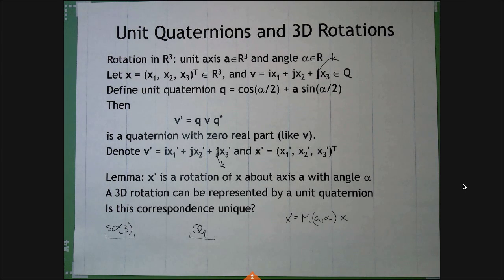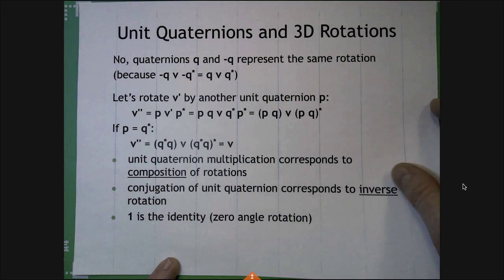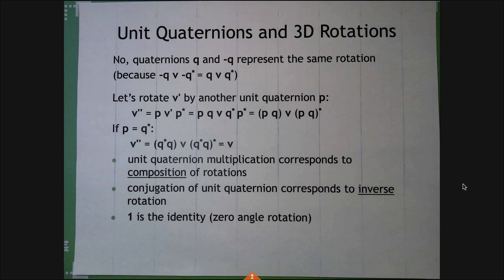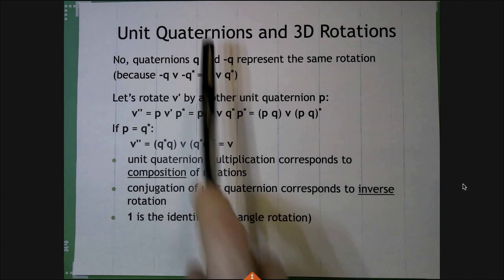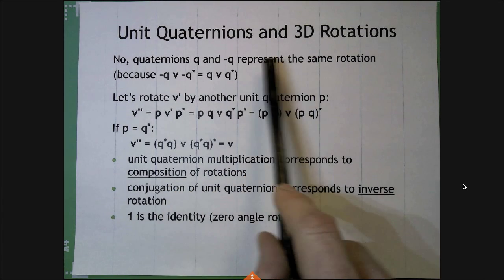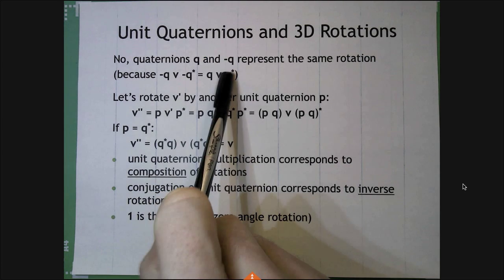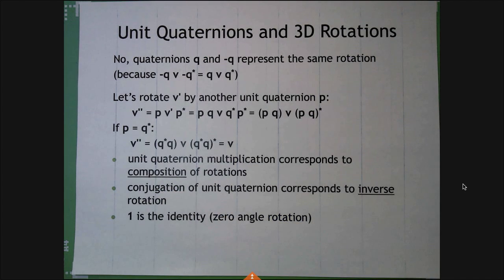Okay, why is it not true? Well, there is one catch which some people are not aware of, and then they are surprised that their quaternion code isn't working, and this is exactly why it isn't working. It's because both quaternions Q and minus Q, believe it or not, represent the same rotation. So the mapping from rotation matrices to quaternions is not 1-to-1, but 1-to-2. Both Q and minus Q will give you exactly the same 3D rotation.